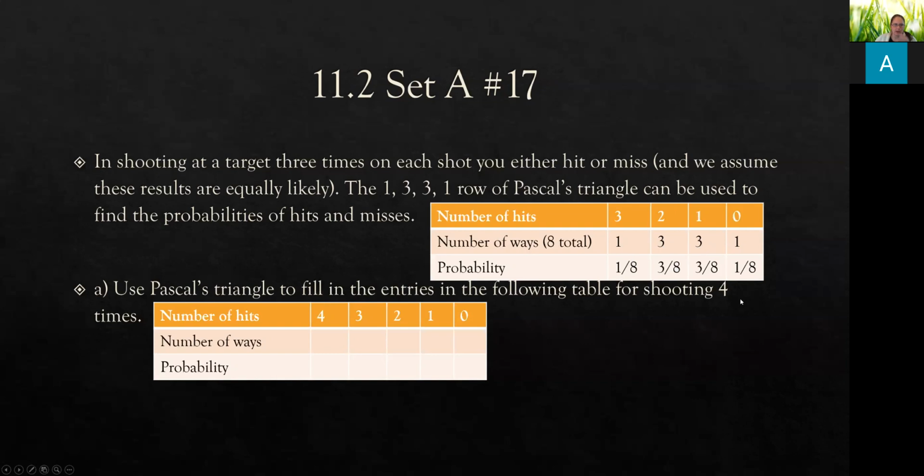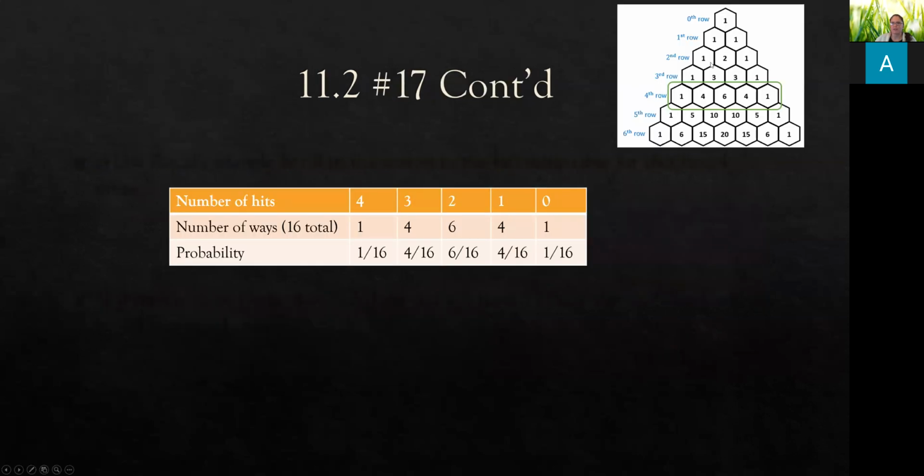1 out of 8. And then part A, it says use Pascal's triangle to fill in the entries in the following table for shooting 4 times. All right, so we're going to use Pascal's triangle. So here's our triangle. We're going to use the 4th row again. There's one way to get all 4 hits. There'll be 4 ways to get 3 hits, 6 ways to get 2 hits, 4 ways to get 1 hit, and 1 way to get 0 hits.